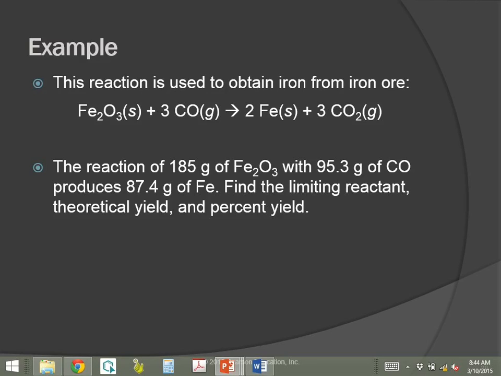Let's read the question. The reaction of 185 grams of Fe2O3 with 95.3 grams of CO produces 87.4 grams of Fe. Find the limiting reactant, theoretical yield, and percent yield. This one's a little different, isn't it?